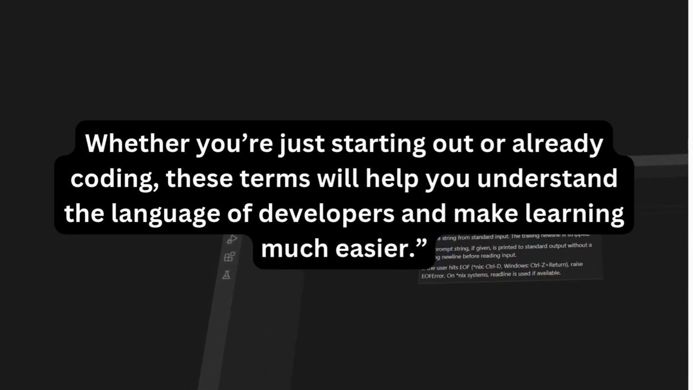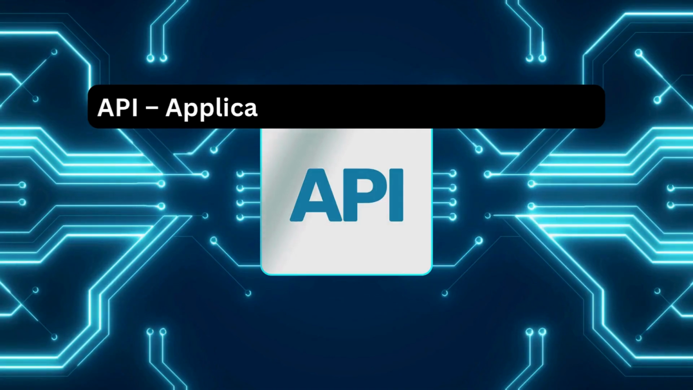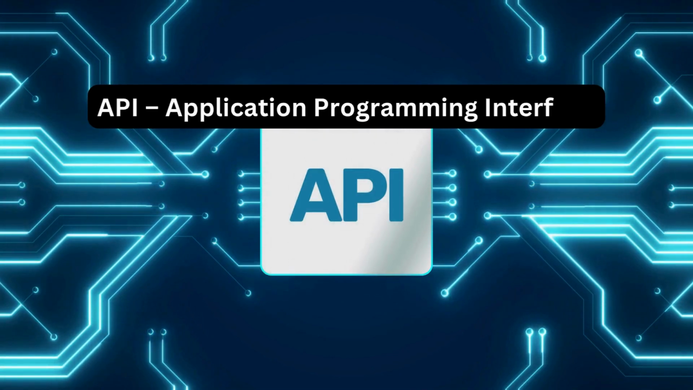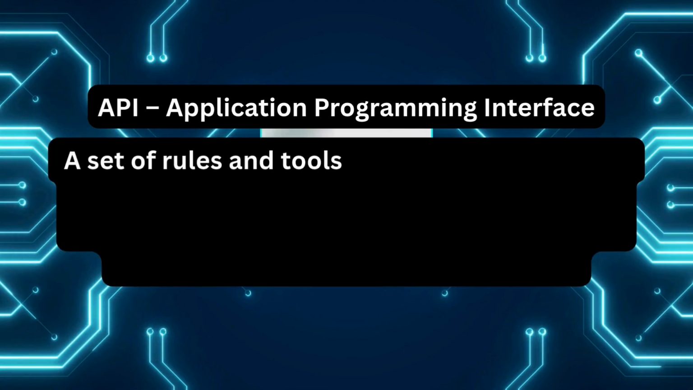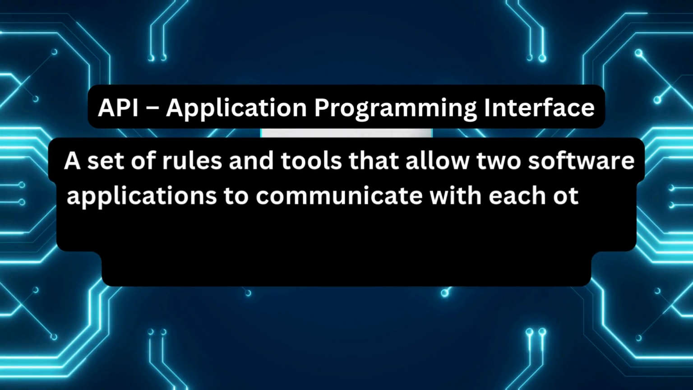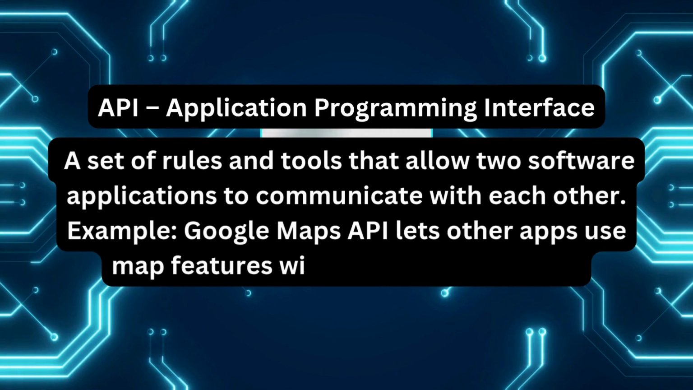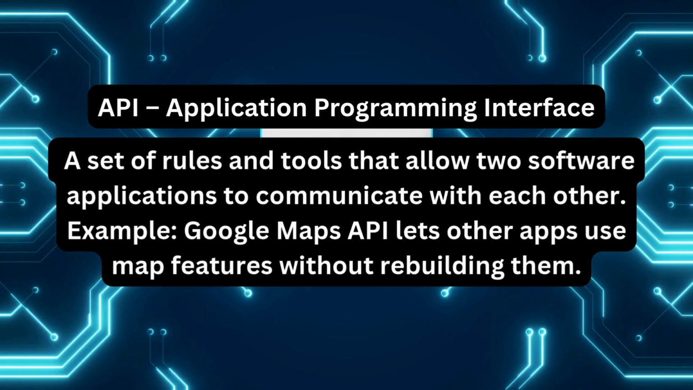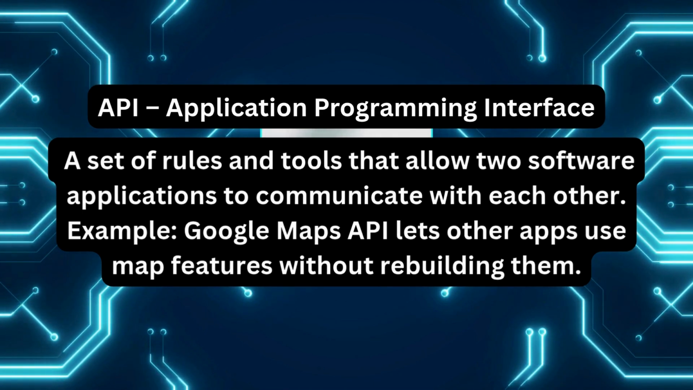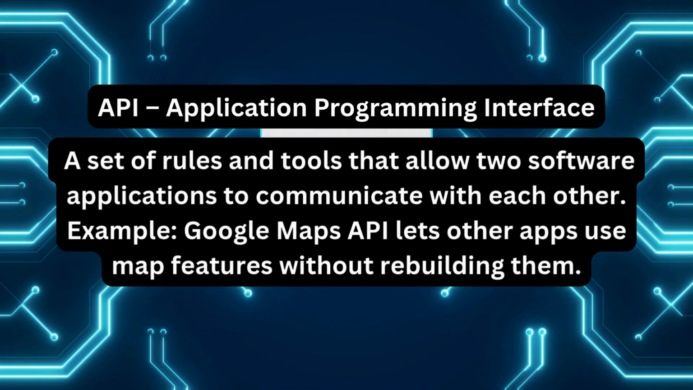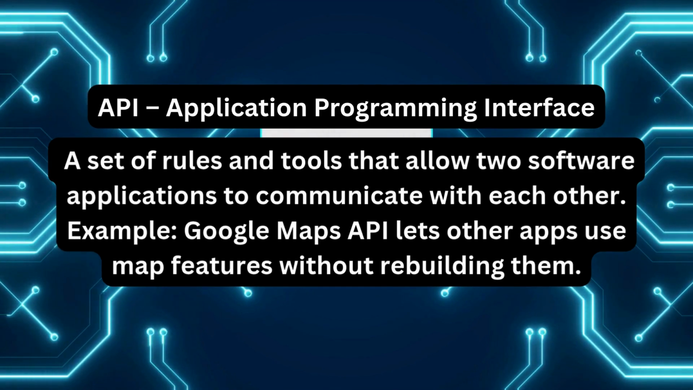API, Application Programming Interface. A set of rules and tools that allow two software applications to communicate with each other. Example: Google Maps. API lets other apps use map features without rebuilding them.